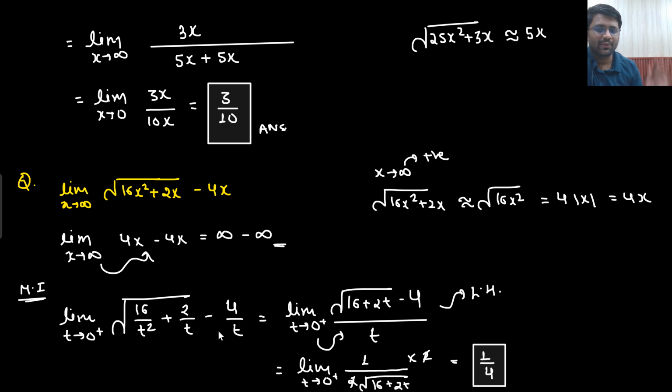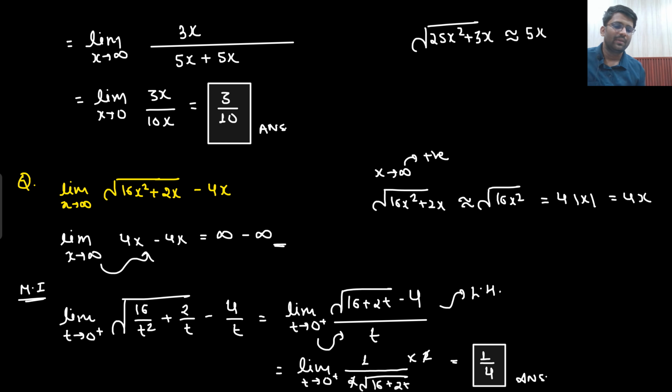Understandable? Simply do the same scenario. What I have done is simply put x equals to 1 by t. So t will be tending to 0 plus. Here I put 1 by t. Same scenario you will be getting. This will be 16 plus 2t divided by under root t square, that will be replaced with t only. So under root 16 plus 2t divided by t minus 4, then t will tend to 0 plus. 0 by 0 form we are getting. Apply the L'Hopital rule. Upper side differentiated, I will get 1 by 2 under root 16 plus 2t multiplied by 2, and the downside differentiation will be 1 only. Then you put t equals to 0 here. What answer will you be getting? 1 by under root 16, which is 1 by 4. So here the answer is 1 by 4.